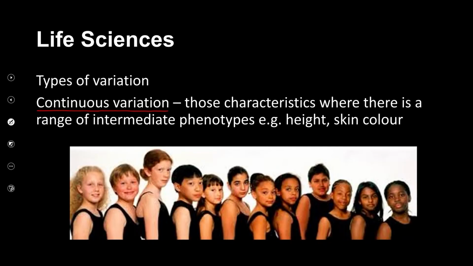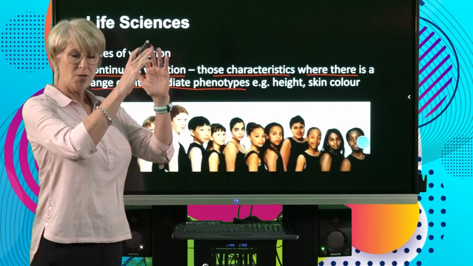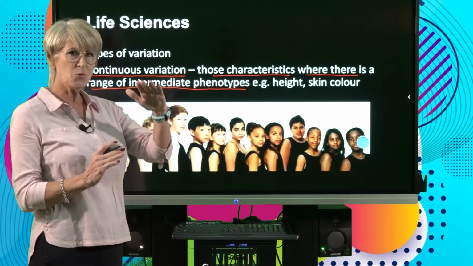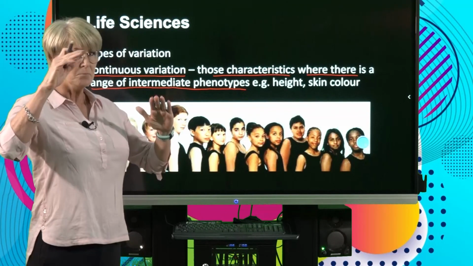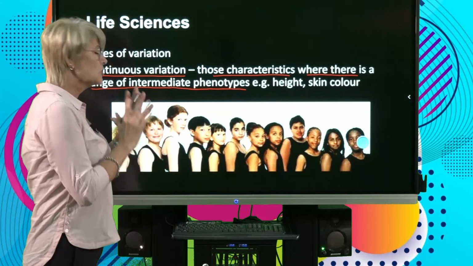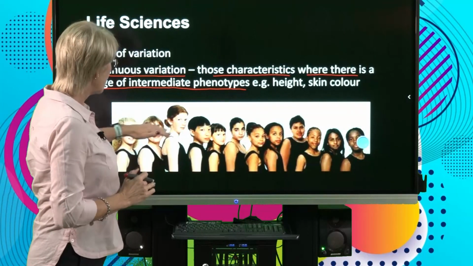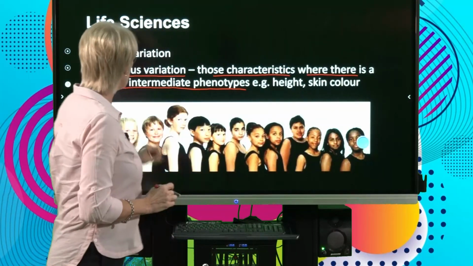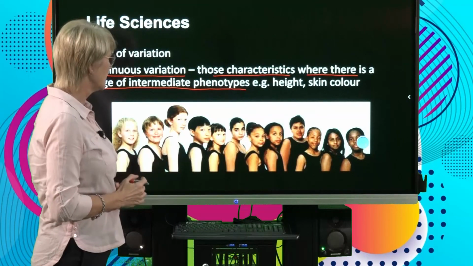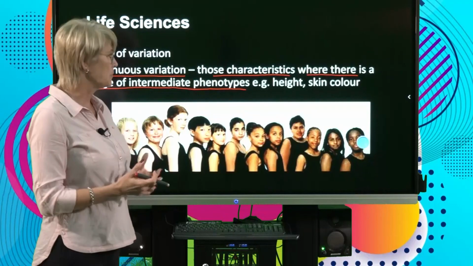If we have a look at the definition of continuous variation, it's those characteristics where there is a range of intermediate phenotypes. So in other words, we don't just see short and tall. We see some short and then some a little bit taller and then some a little bit taller than that, and middle height, and then some very tall. So there aren't just two categories or three categories, short, medium and tall. There is a variation between all of them. So there's a range of intermediate phenotypes. And remember, phenotype is our physical appearance.